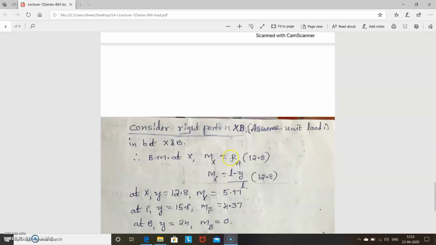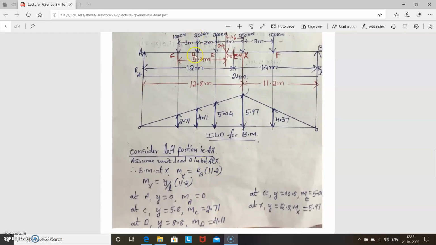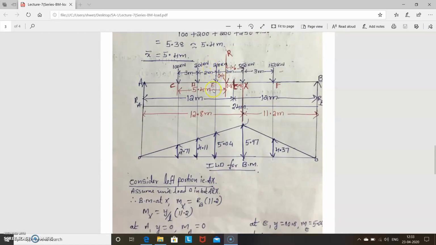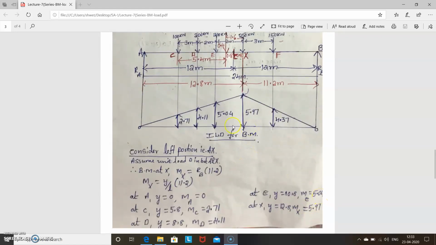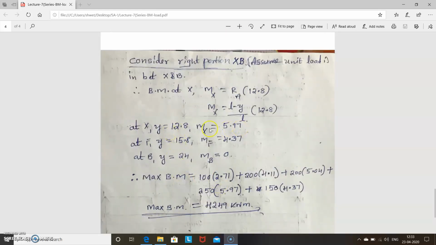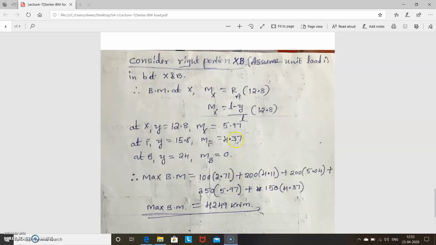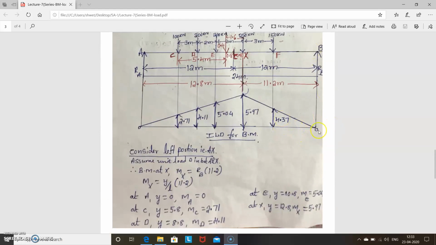So now transfer these points to the diagram. So what is at A? At A 0. Then at C it is 2.71, then at D it is 4.11, and at E it is 5.04, then at X it is 5.97. This is left portion. Then consider right portion. Right portion at X is 5.97, then at F it is 4.37, mark that, then at B it is 0. So join the points, so you get ILD like this. So this is the ILD for bending moment.